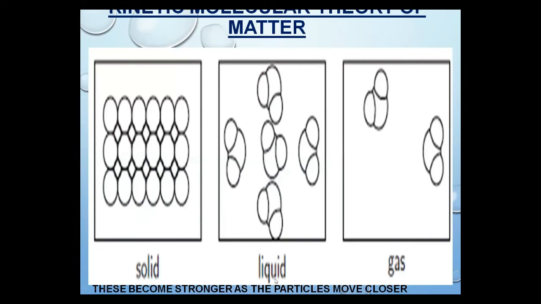When we talk about liquid molecules, they have a little bit larger intermolecular spaces compared to the solid. So definitely the intermolecular forces in the liquid are less than in the solid. Then in the gaseous state, there are large spaces between the molecules, and that's why the intermolecular forces are negligible in the gaseous state.